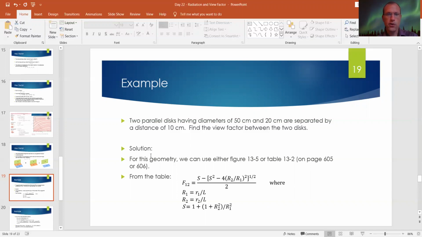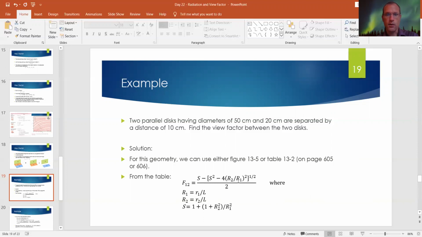This geometry, I can use either figure 13.5 or table 13.2 on page 605 and 606. So that's basically, do I use the graph or do I use the equation? Again, for this guy, the equation is not that bad. And so I'll start off with that. And so F12 for this case is S minus S squared minus 4R2 over R1 whole thing squared, whole thing to the half power, divided by 2.